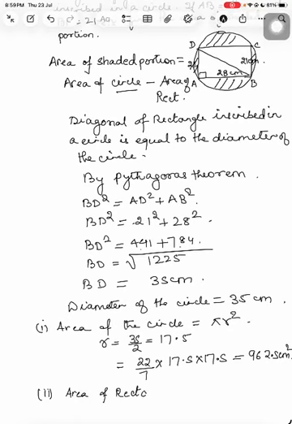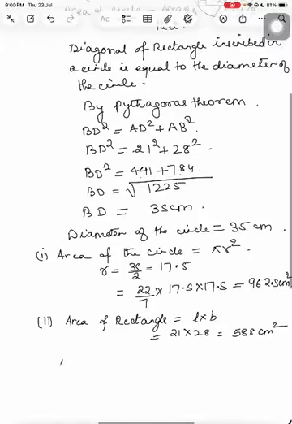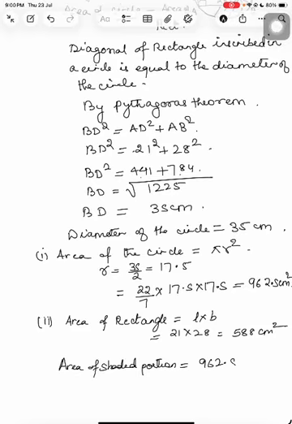Okay, so now we will find the area of rectangle. What will be the area of the rectangle? Length into breadth, that is 21 into 28, that will come out as 588 centimeters square. So what will be the area of the shaded portion? Area of shaded portion will be area of circle, that is 962.5, minus area of the rectangle, that will come out as 374.5 centimeters square. So this is the area of the shaded portion.